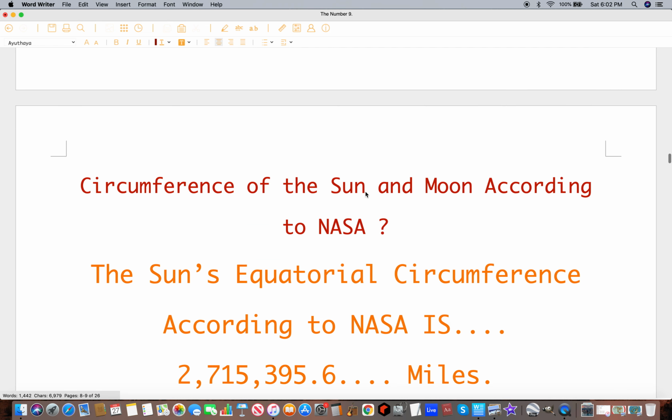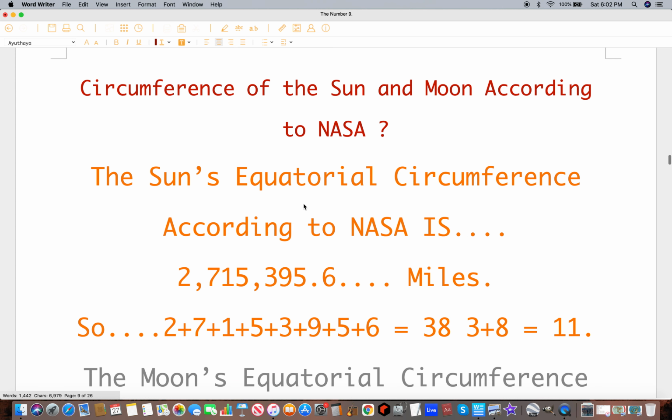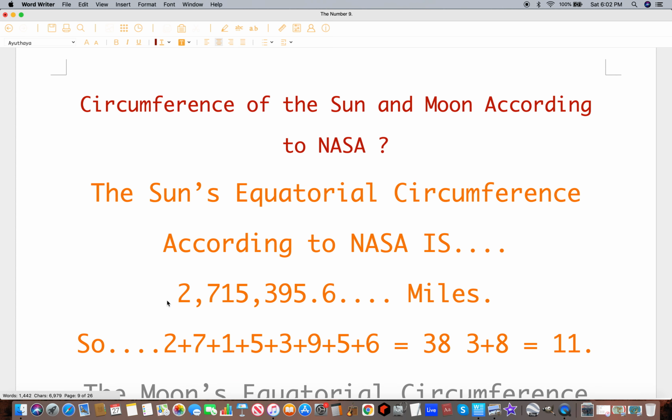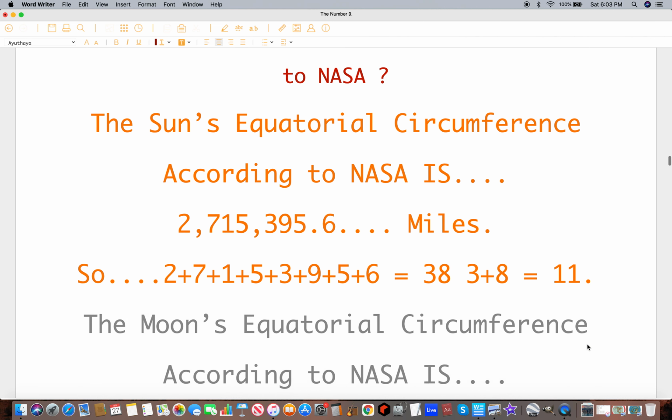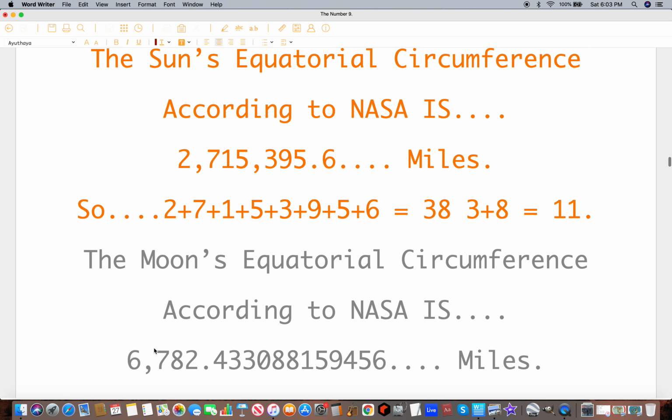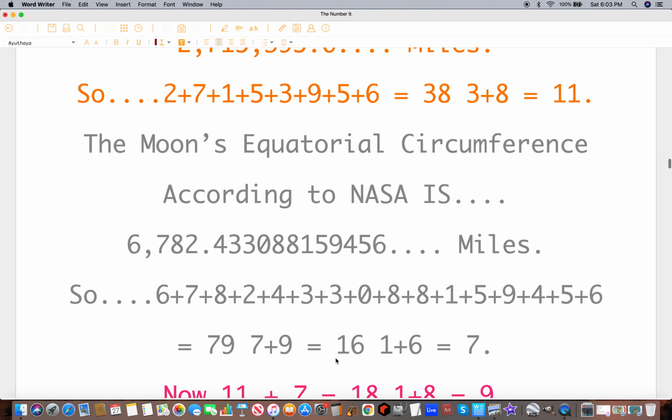Circumference of the Sun and Moon according to NASA. The Sun's equatorial circumference according to NASA is 2,715,395.6 miles. So if we add that together, we get 38. 3 plus 8 equals 11. Okay? The Moon's circumference according to NASA is 6,782.433088159,456 miles. Okay? That's the circumference of the Sun and the circumference of the Moon, according to NASA.